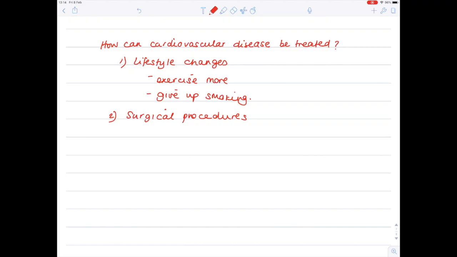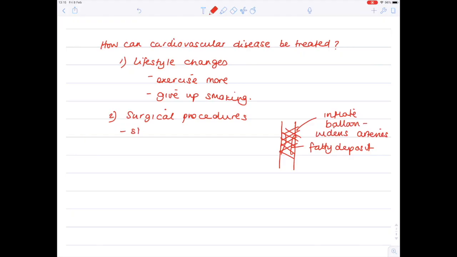And this includes, let's see what my drawing's doing today. If you've got a narrowing of your artery due to a fatty deposit on its walls, then they can put in what's called a stent, which is like a wire mesh containing a balloon which they inflate. And that helps to widen your arteries, and we call that a stent.